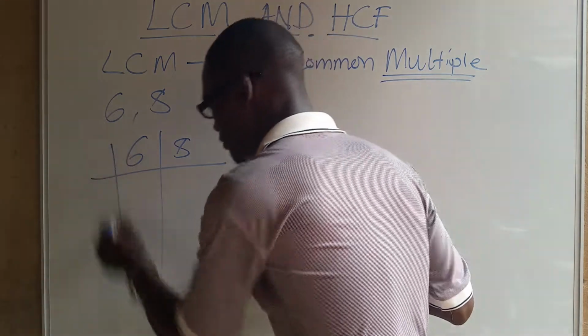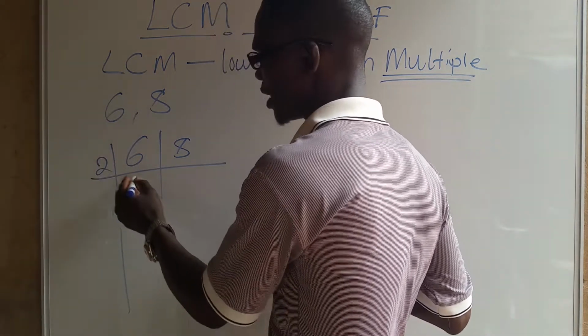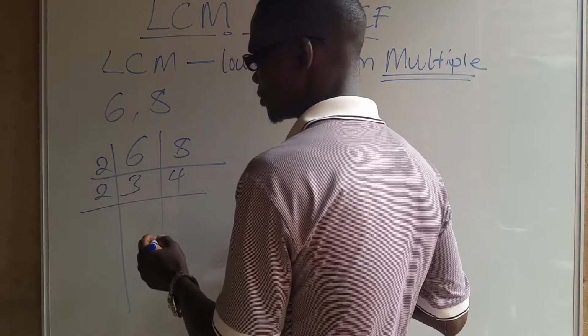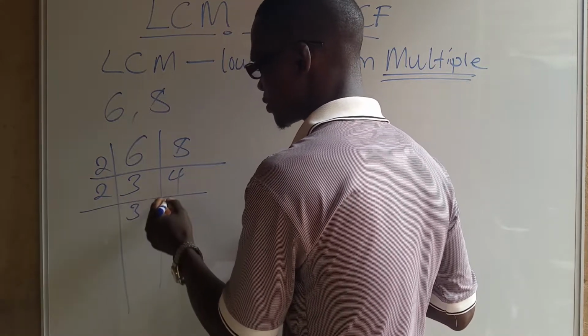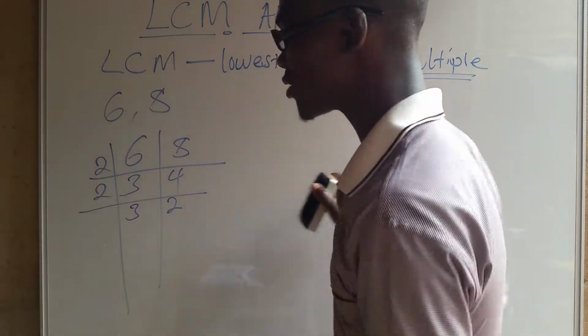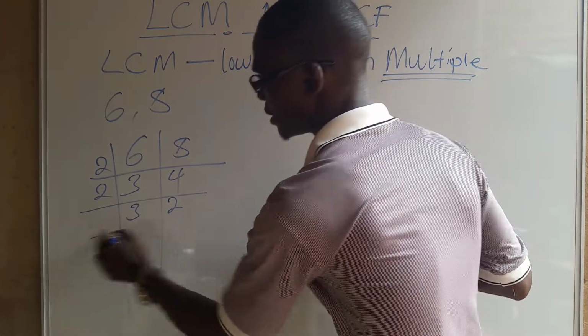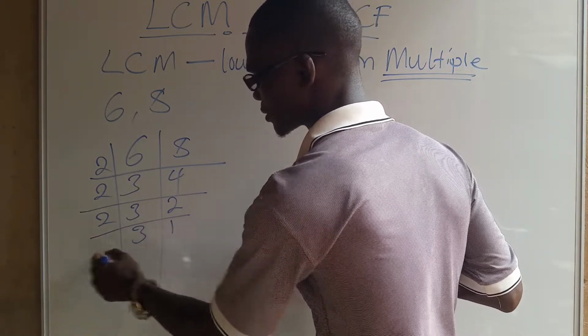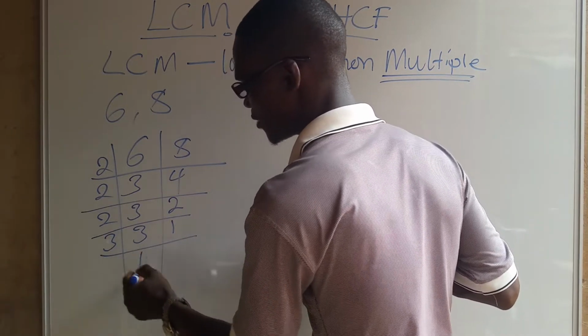That is to say, by 2 we have 3, 4. Still by 2 we have 3, 2. Because 3 cannot be divided by 2, that's why we maintain 3. Then still by 2 we have 3, 1. And by 3 we have 1, 1.